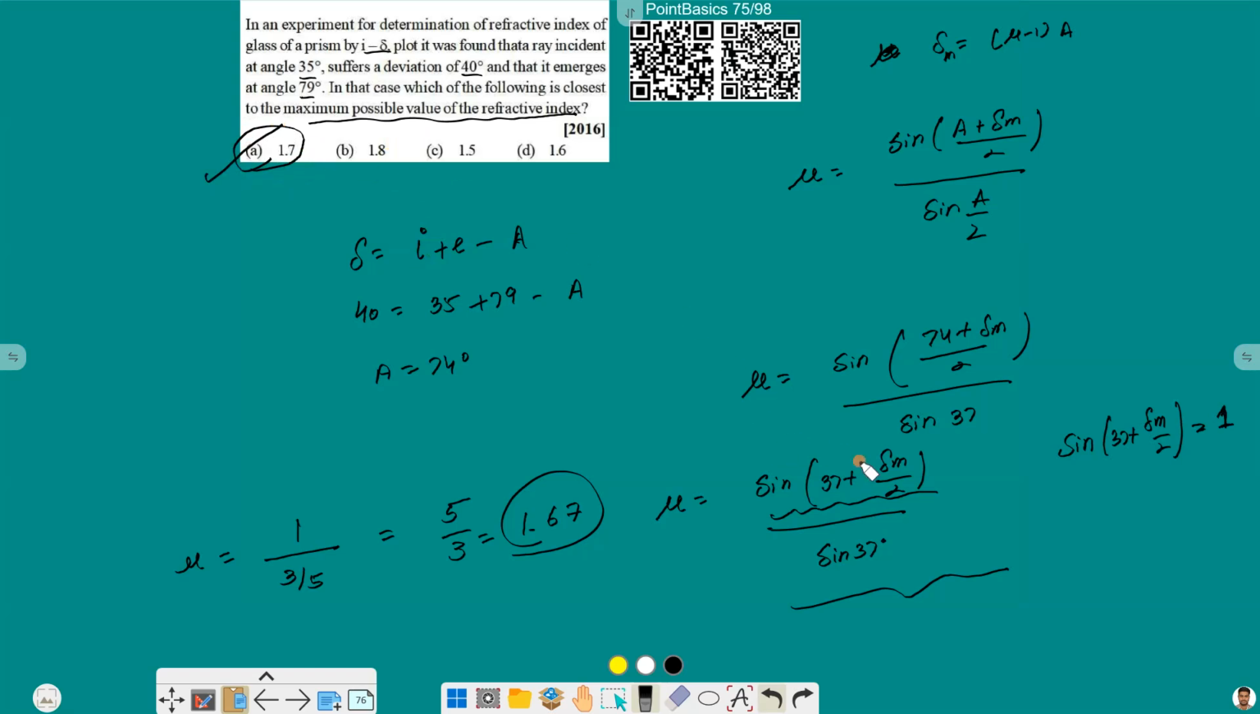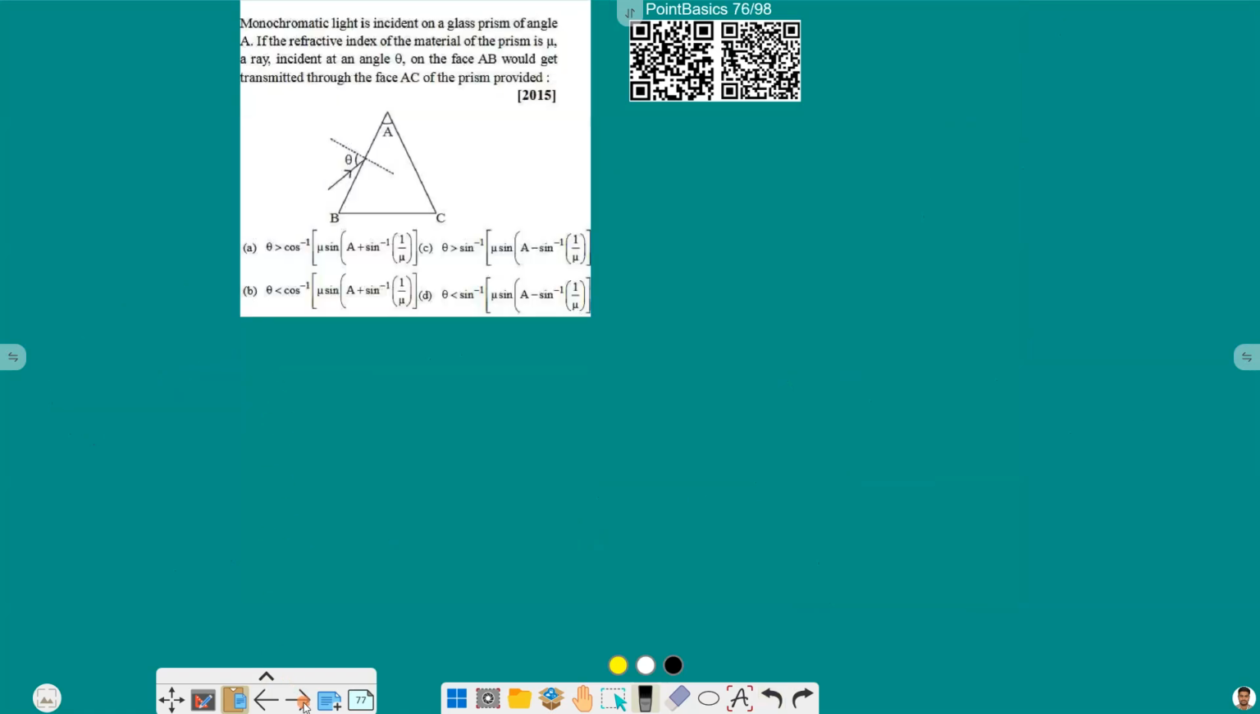And we can also find out the minimum value. In case of minimum value, delta m will be 0. And for that mu will be 1. So mu can vary from 1 up to 1.7. And we have to find maximum, so it will be 1.7. Now let us move ahead.